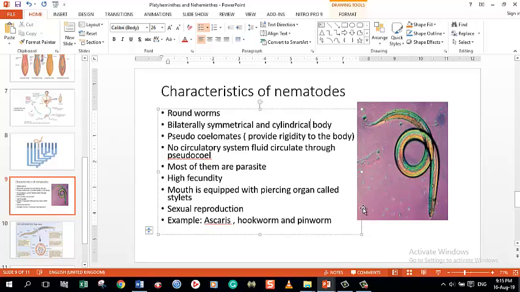The mouth is equipped with a piercing organ called a stylet, which is for digging and piercing into the host. These animals can reproduce sexually and asexually. They reproduce sexually, and both the male and female remain in close vicinity. Examples of these animals are Ascaris, hookworm, pinworm, and filarial worms. So there are a few unique groups of roundworms.